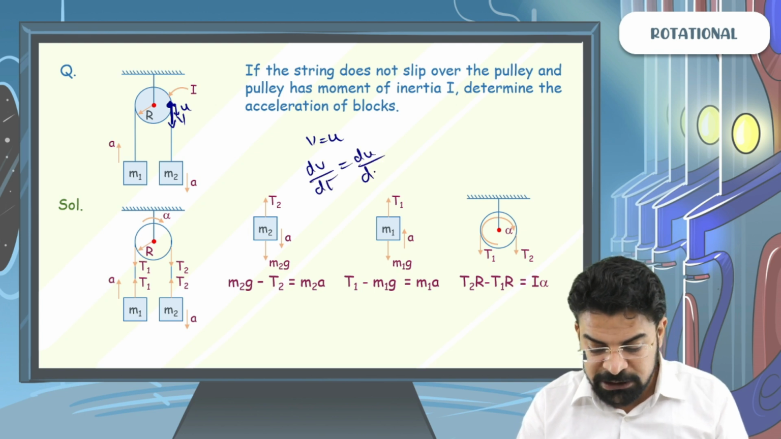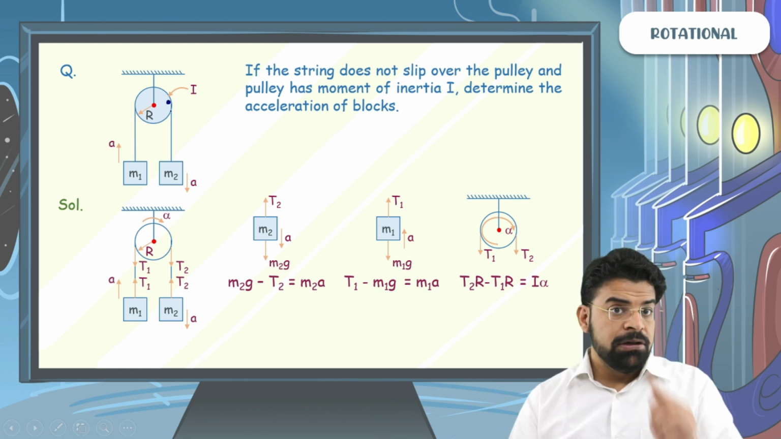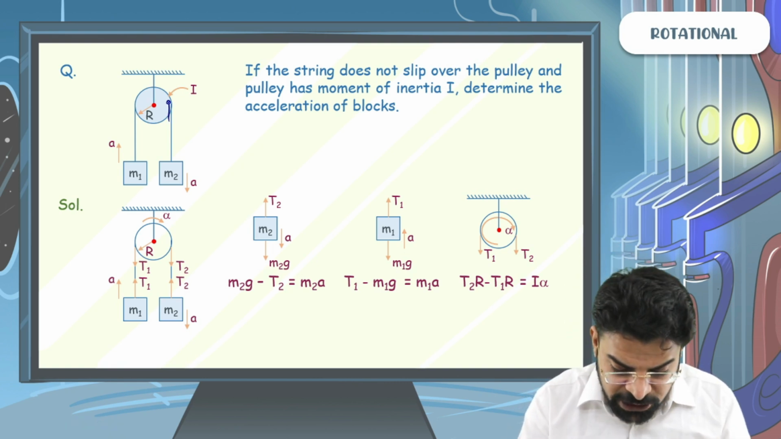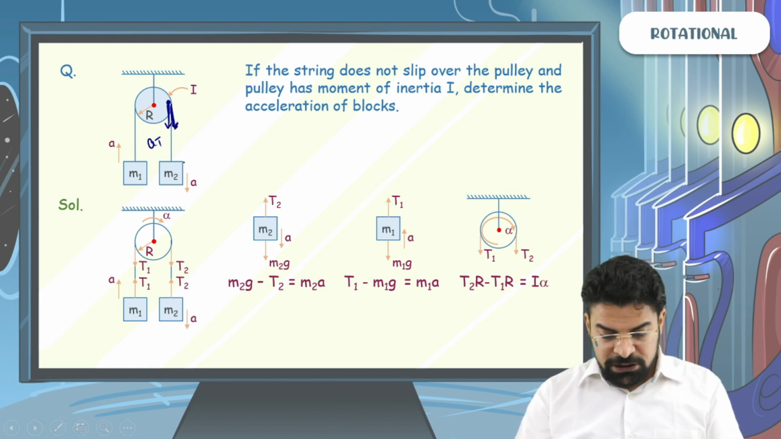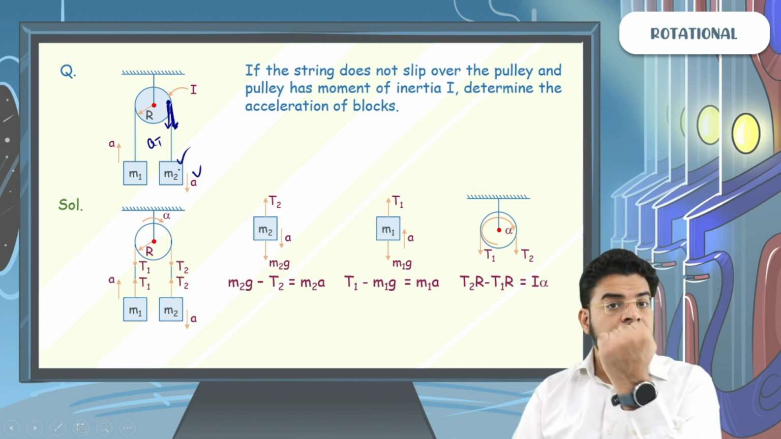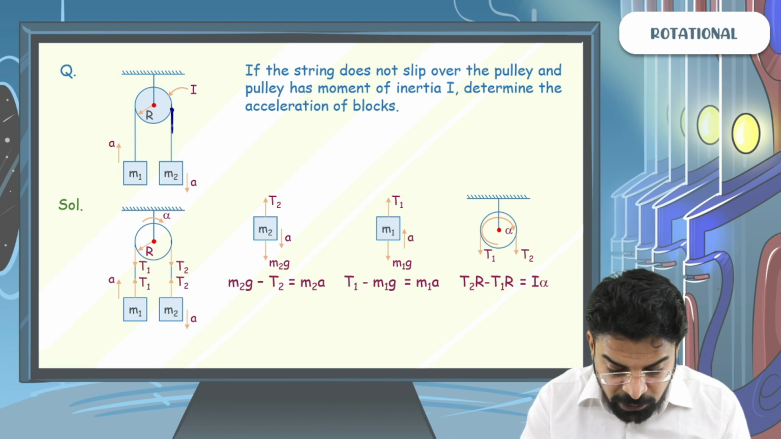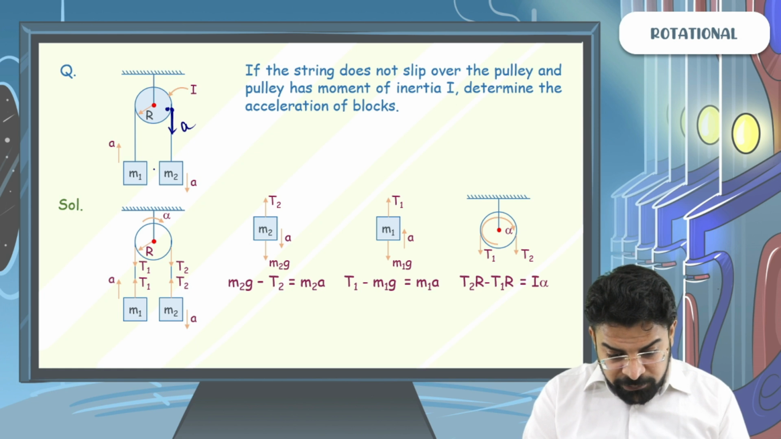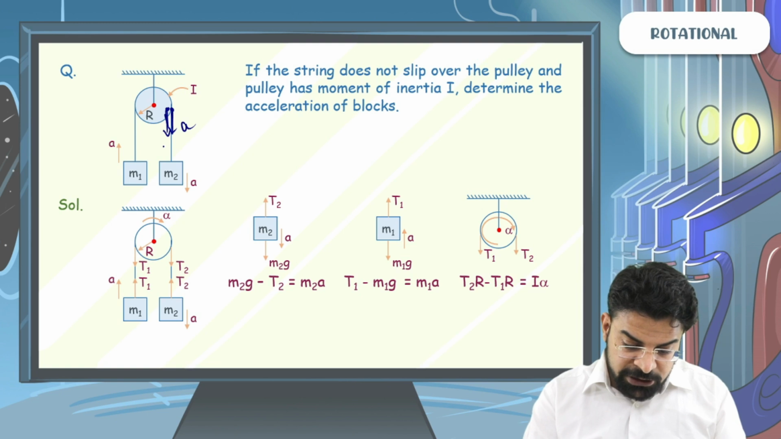It means that the acceleration of a point on the periphery of the pulley, which acceleration? Tangential acceleration has to be the same as the acceleration of the string. We know that the string is connected to the block, and the block has a downward acceleration a. So this point on the string will have a downward acceleration a, and the point on the periphery of the pulley should have the same tangential acceleration. So it will also have an acceleration a.